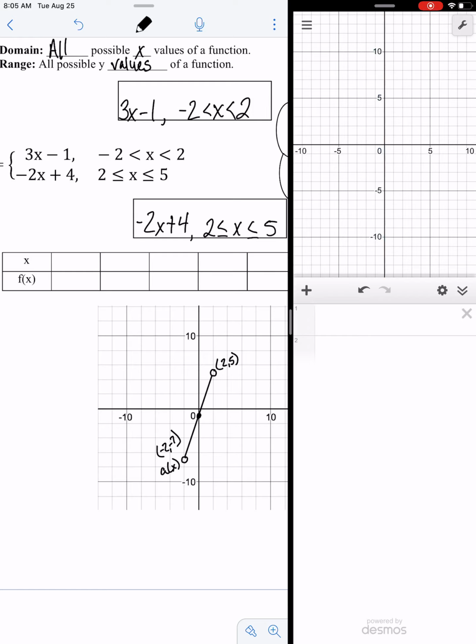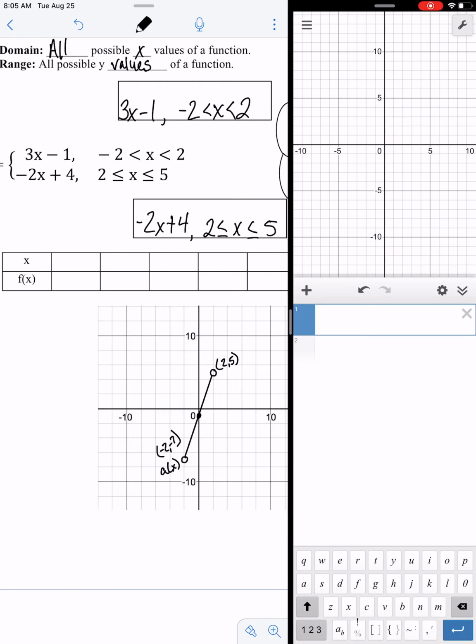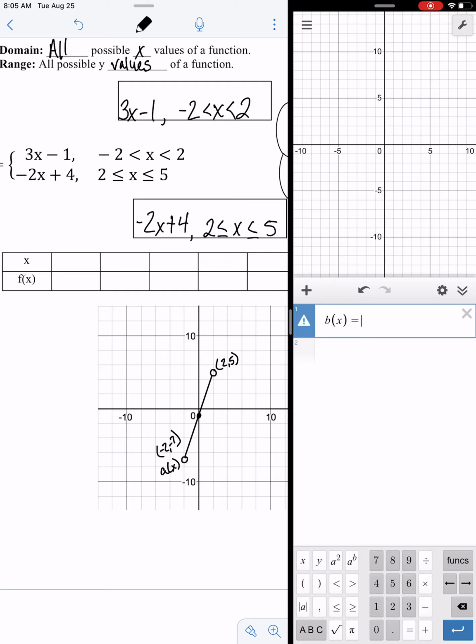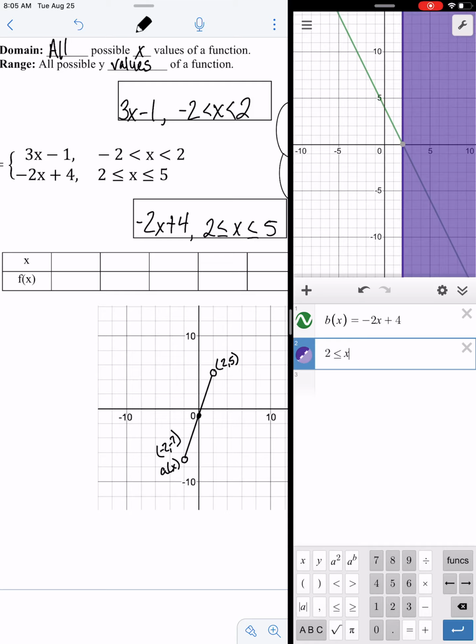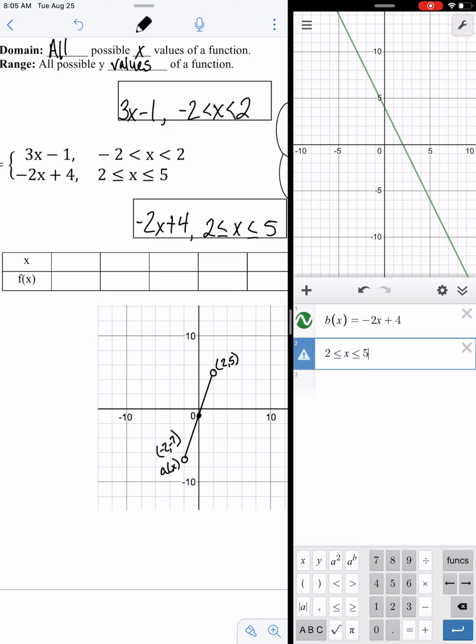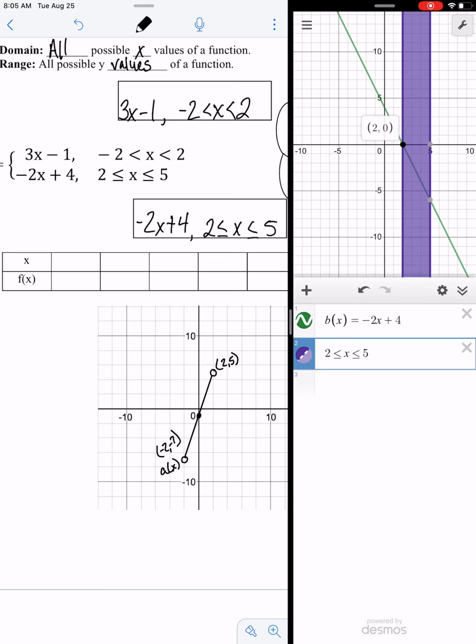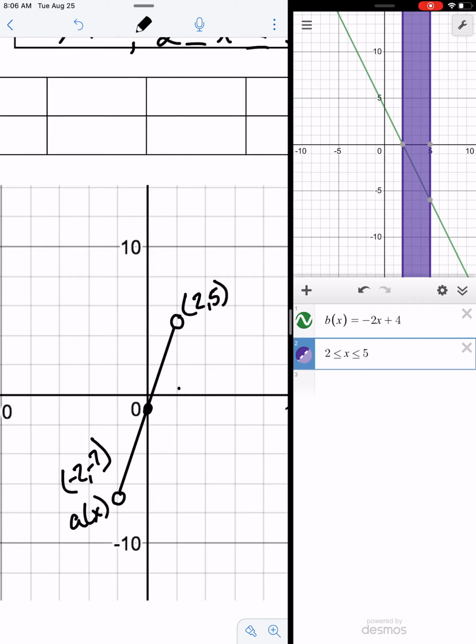I then type in my b function, or my b piece, b of x equals -2x plus 4. I then type in my domain restriction, 2 is less than or equal to x is less than or equal to 5. Again, find your points where they intersect. So 2, 0. And 5, -6.